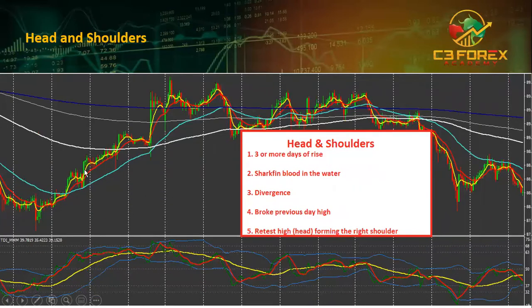Price been rising 3 days. Potential level 3. You see your market baseline sitting out overbought. You got a shark fin, blood in the water. You got divergence on your TDI. Price comes up, gives you your left shoulder. Next day breaks the high of your left shoulder, giving you your head. Next day comes up, retests the peak of your head, does not break it, and then drops.